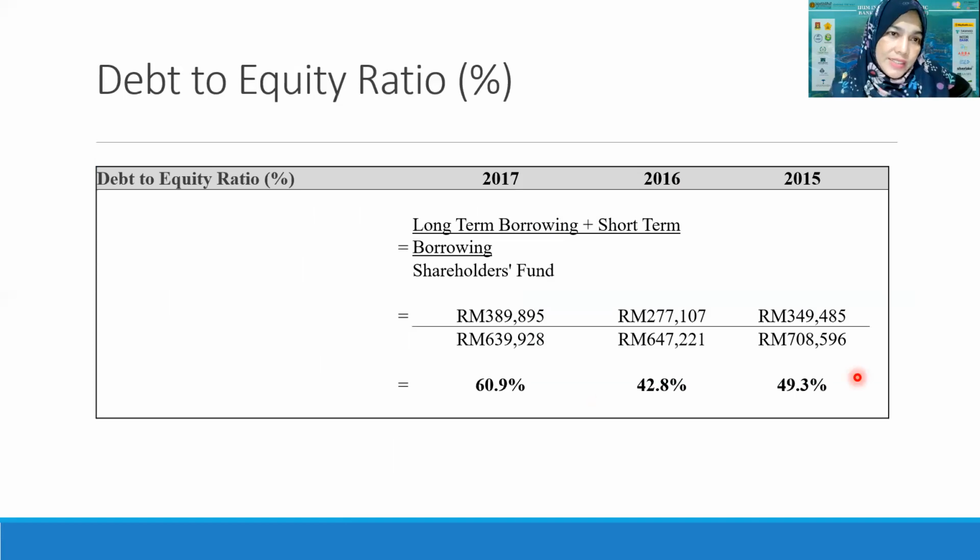Okay, so this is the debt to equity ratio for Nestle. If you look at here, it is increasing quite drastically in the year 2017. If you look at the figures, shareholders' fund is on a decreasing trend, as I mentioned, because they pay a lot of dividends. And in terms of borrowing, they increased a lot in the year 2017. That explains the sharp increase in the ratio.